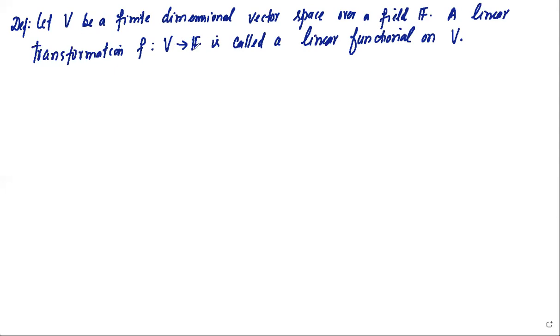And since we know that every field forms a vector space over itself, therefore F is a vector space over F, and V is also a vector space over F here. And any linear transformation from V into F is specially named as a linear functional on V.